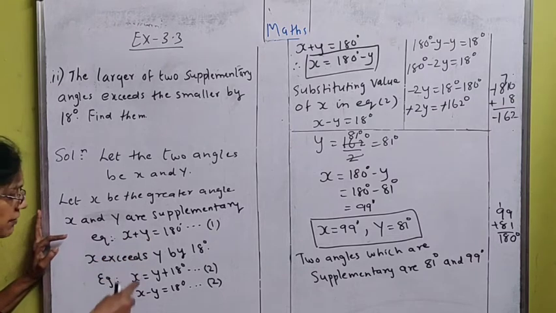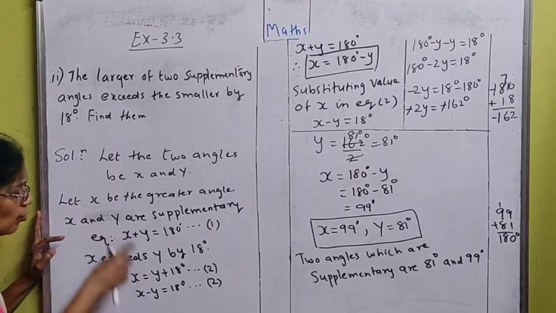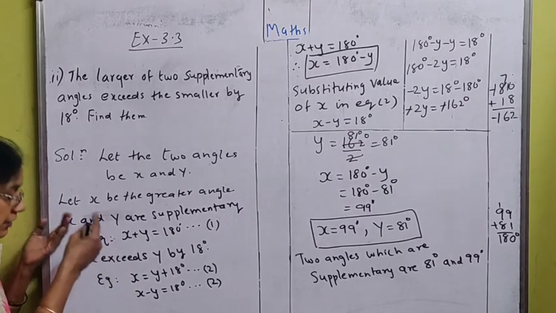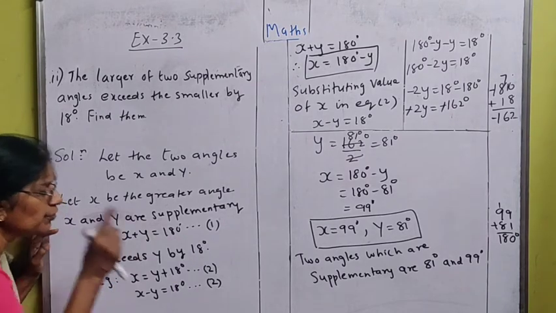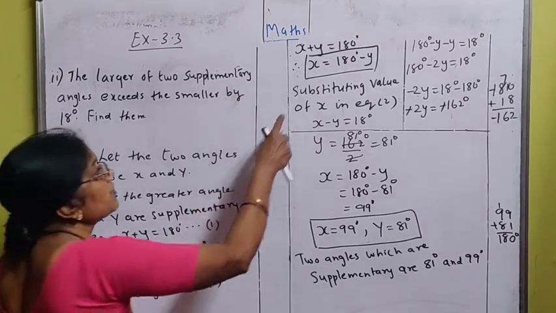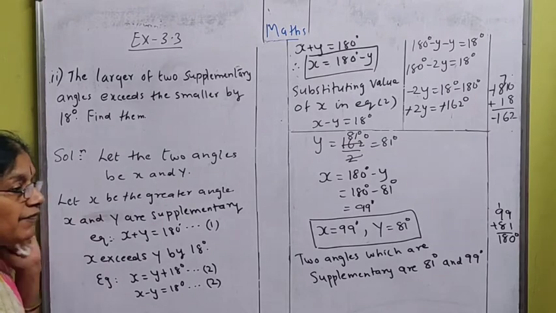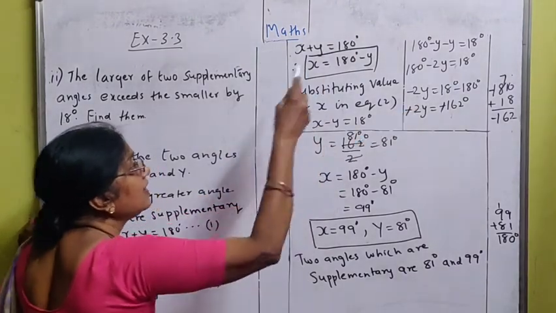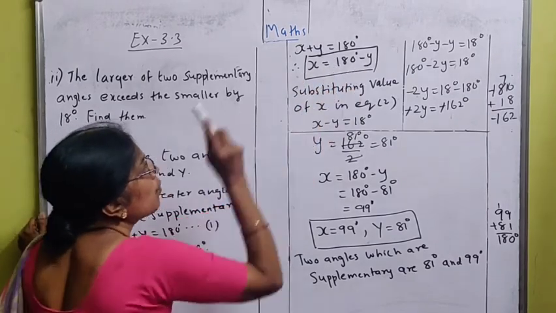Now both x plus y and x minus y have x without a coefficient. So you can't find out which has the greater or smaller coefficient. So any equation you can take. I am going to take the first equation. What is the first equation? x plus y is equal to 180 degree. I am going to find out the value of x. So what will I get? y I have to take to the other side. So x is equal to 180 degree minus y.